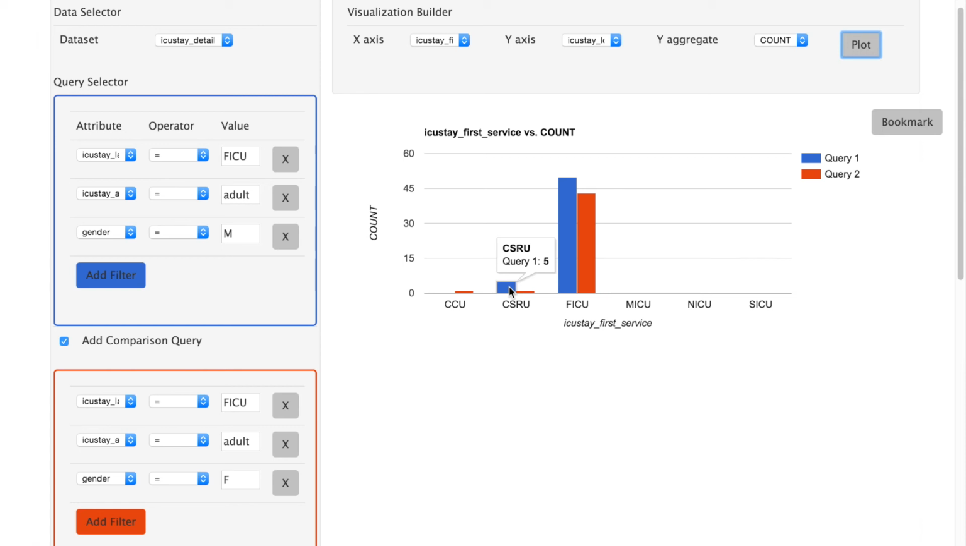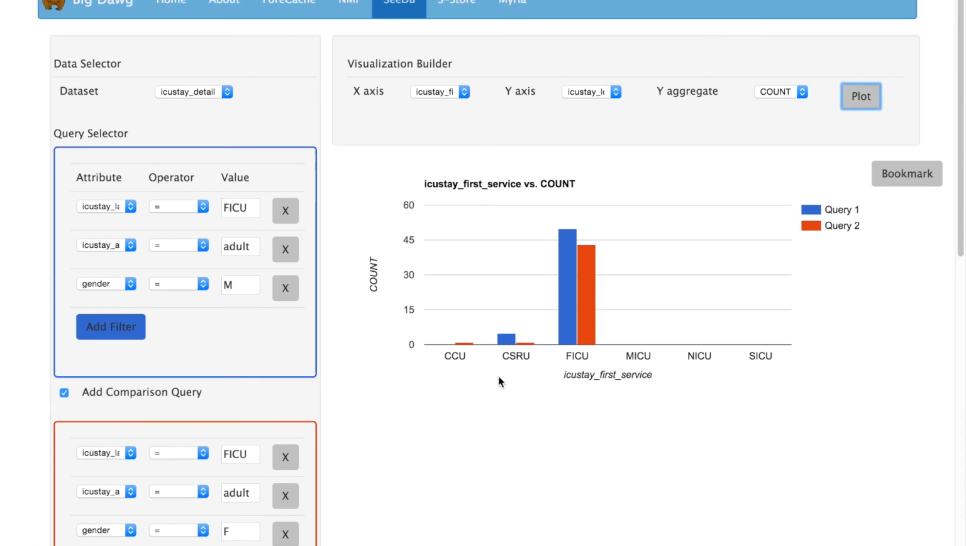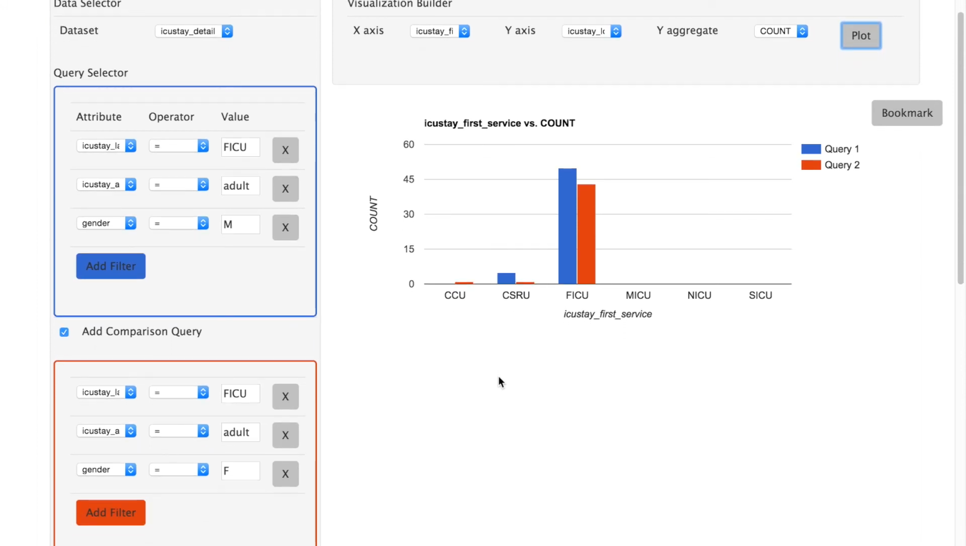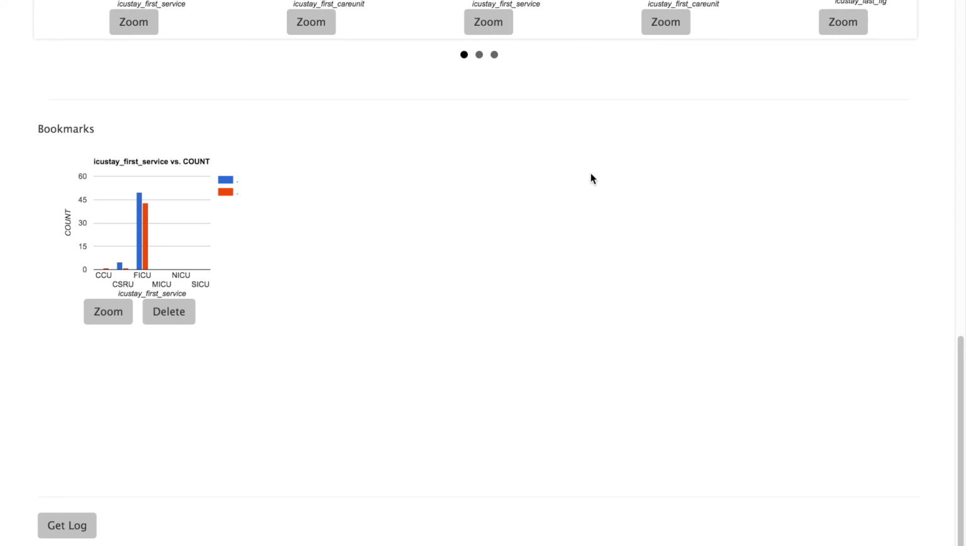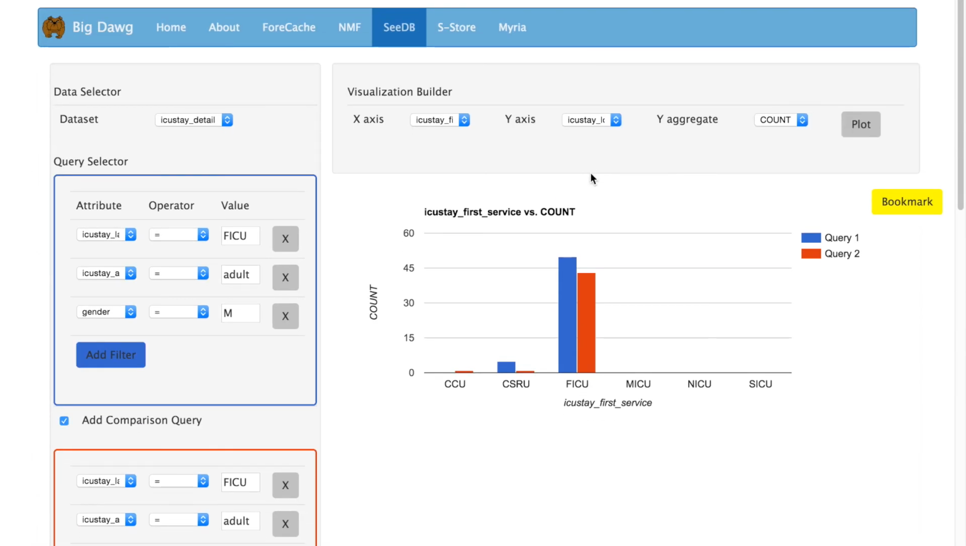This indicates that we are possibly seeing what is an outlier in this dataset. And maybe these male patients who first get admitted to the CSRU and then their last service is the FICU, maybe deserve some more attention to understand why their hospital stays are longer, and perhaps there's something that can be done to reduce those days. We have this great ability to bookmark any visualizations that are interesting so that you can come back and look at these visualizations later. So once we've identified some trends or patterns that are worth exploring, we can use tools that can perform sophisticated statistics with machine learning in order to understand the data further.